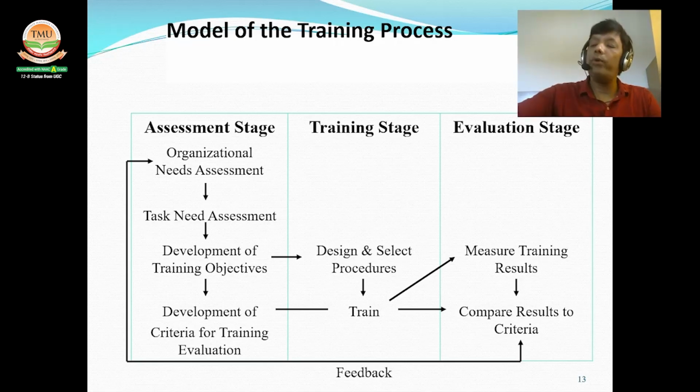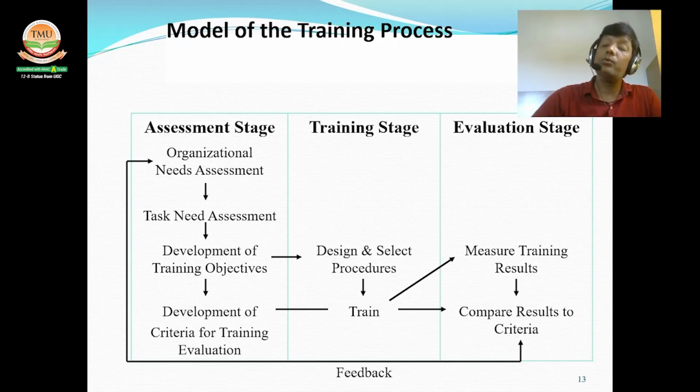Now, when we have assessed the need of the organization and the need of the task, we will be developing our training objectives. What are the objectives? Why do we want to train our staff? Why don't we let them work as they are doing? So this is another task, which is development of training objectives. And the last one, development of criteria for training evaluation.